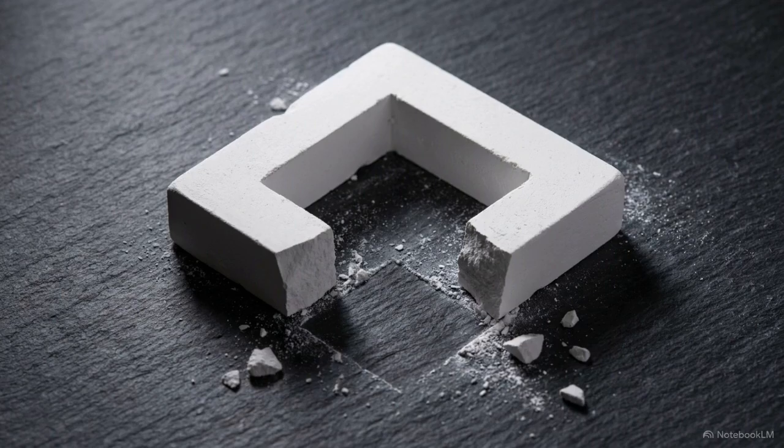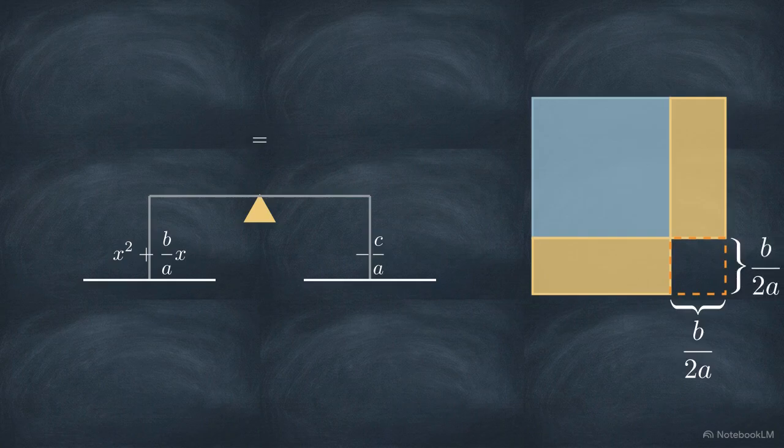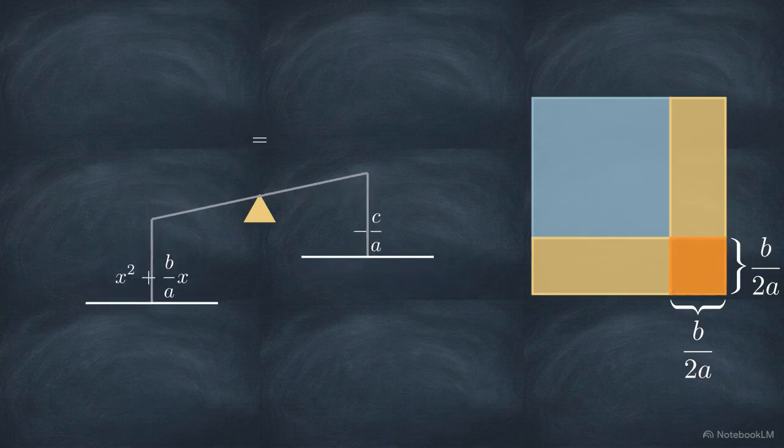Looking at the right side of the screen, you can see the problem. There is a literal void in the bottom right corner preventing this shape from closing. We know the exact dimensions of this missing piece by looking at the adjacent rectangles. It requires a width of b over 2a and a height of b over 2a. Multiply those together, and the area of the missing block is the quantity b over 2a squared.